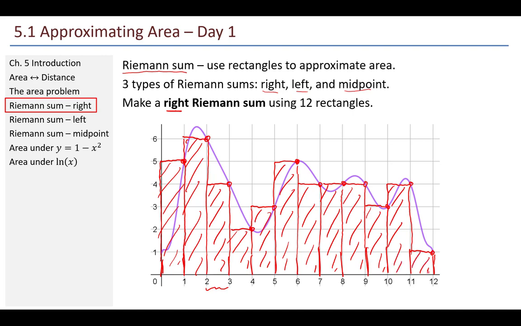There. Do you see how I did that? So for every rectangle, I follow the right side up until it hits the curve, and then that determines the height of the rectangle. Now, if you add up the total area of these 12 rectangles, it turns out you get 45. So, as an approximation for the total area under the curve, 45. That was the right Riemann sum.